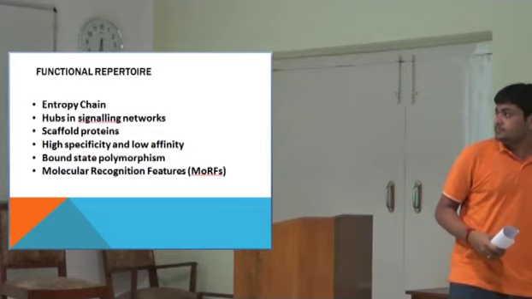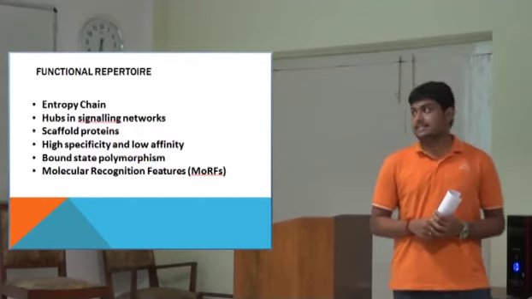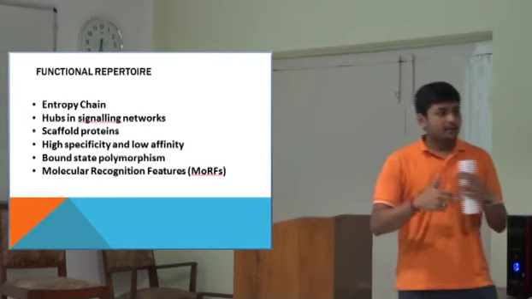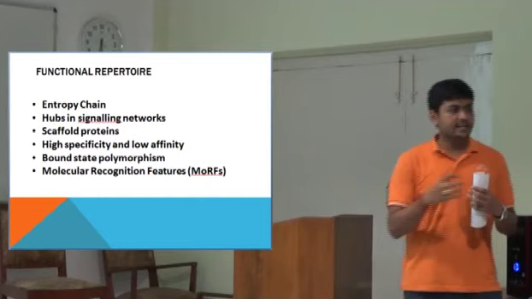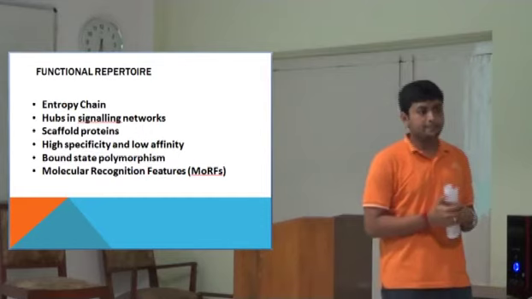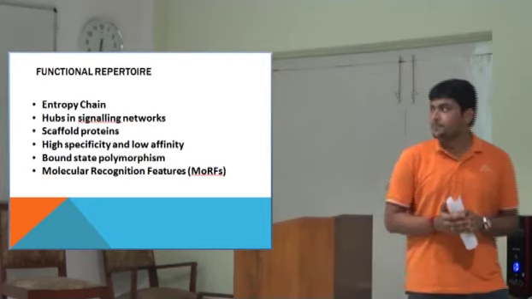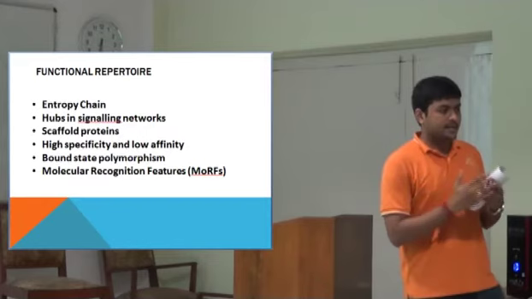One important property of intrinsically disordered proteins is their high specificity and low affinity. Why do they have high specificity and low affinity? The intrinsically disordered proteins can wrap around the particular protein and adjust their structure accordingly and have sequence-based interactions with the protein. So they have very high specificity. They recognize their partners by sequence recognition. And low affinity, because they are very extended structures, they are not folded properly. So they are easily degraded in the system.